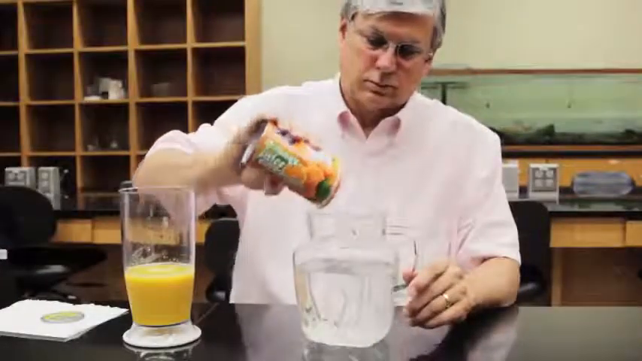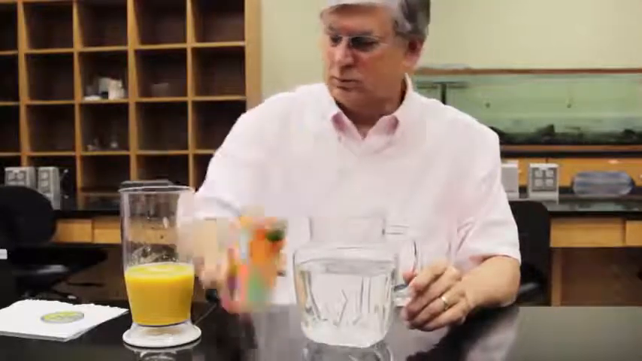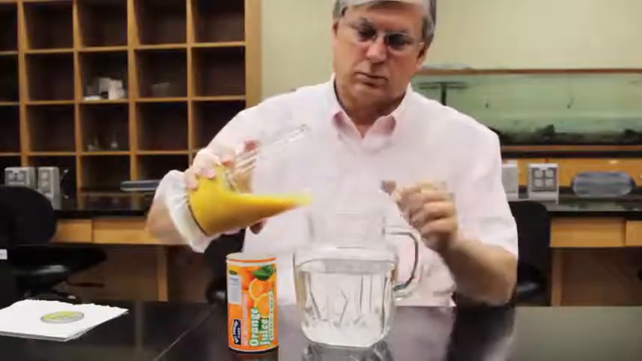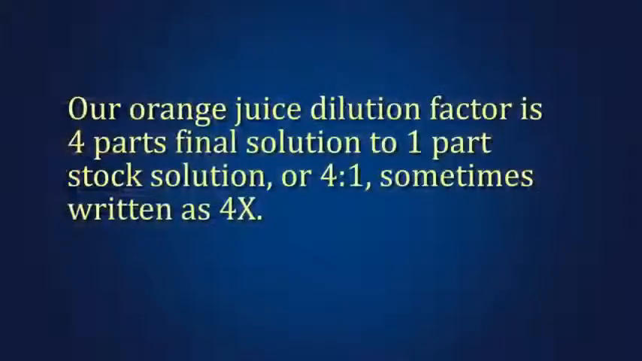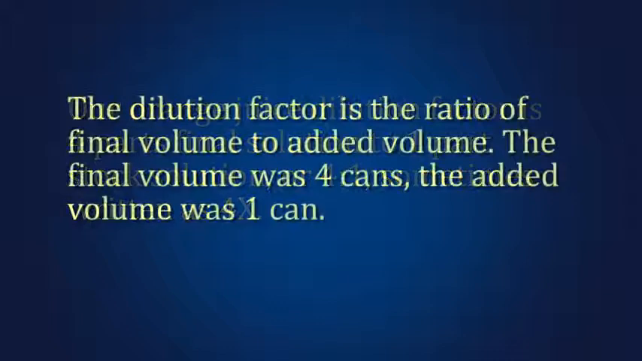According to the directions, we dilute the known volume of 1 can of stock solution with a known volume of water, in this case 3 cans, to make our final concentration. Here, our orange juice dilution factor is 4 parts final solution to 1 part stock solution, or 4 to 1, sometimes written 4x. The term dilution factor is defined as the ratio of final volume to added volume. The final volume was 4 cans. The added volume was 1 can.